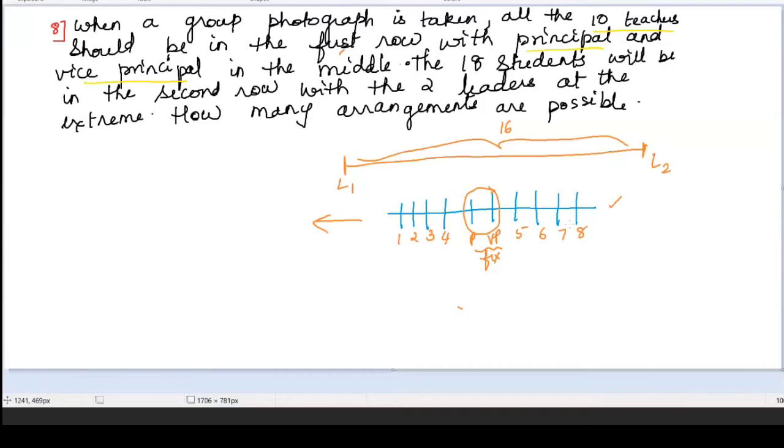It is not told that the principal has to be here in the first and the vice principal in the second. That is not told, but it is told that the principal and vice principal have to be in the middle. So I just marked one circle for them to be in the middle. So how many ways do you think this first row could be arranged? Any ideas?